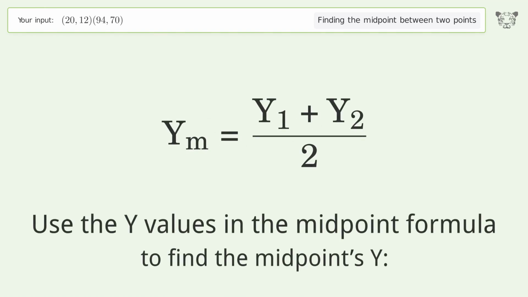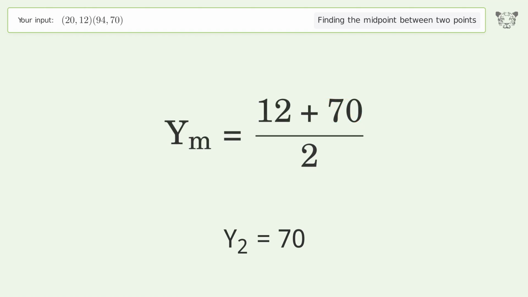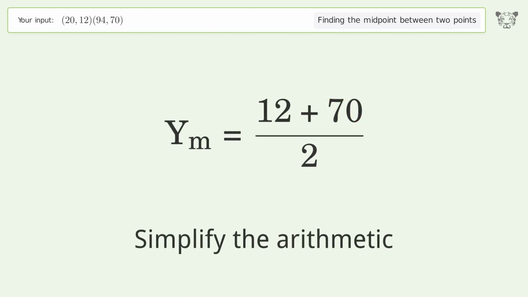Use the y values in the midpoint formula to find the midpoints y. y1 equals 12. y2 equals 70. Simplify the arithmetic.